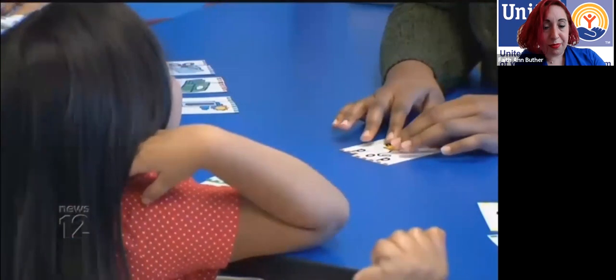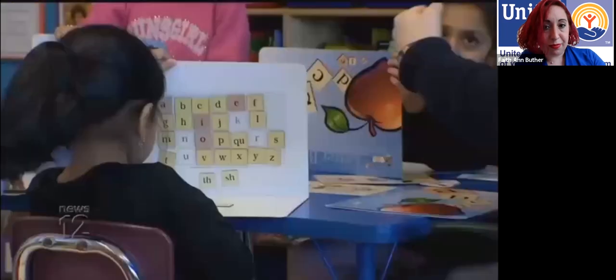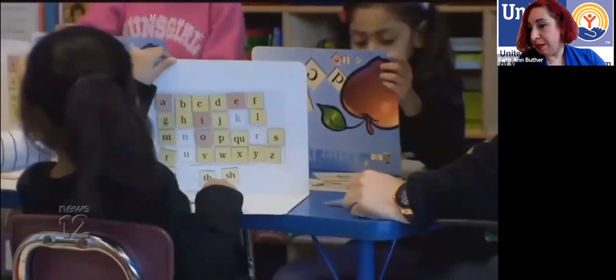The children are actually getting to take ownership of their own learning, because some of their learning is teacher managed with the teacher, and some of their learning is child managed. And they are accomplishing goals together and growing together.